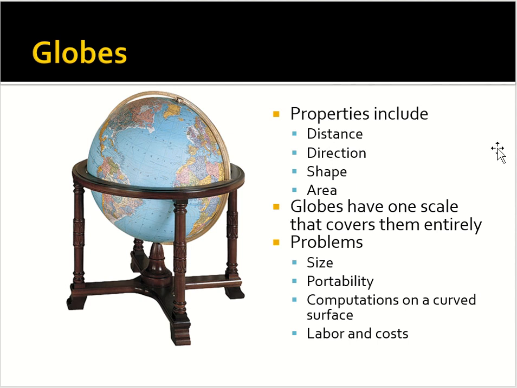So when I say those properties are preserved, I mean distance as measured on the surface of the real Earth can be approximated on the surface of the globe with accuracy. So we talked about scale as being a descriptor of the difference in distance between real world and a model. We talked about it with maps, but it works for globes too. And in fact, globes have one scale that covers them entirely. So if you wanted different scales in a globe, you'd need to make a new globe, different size.